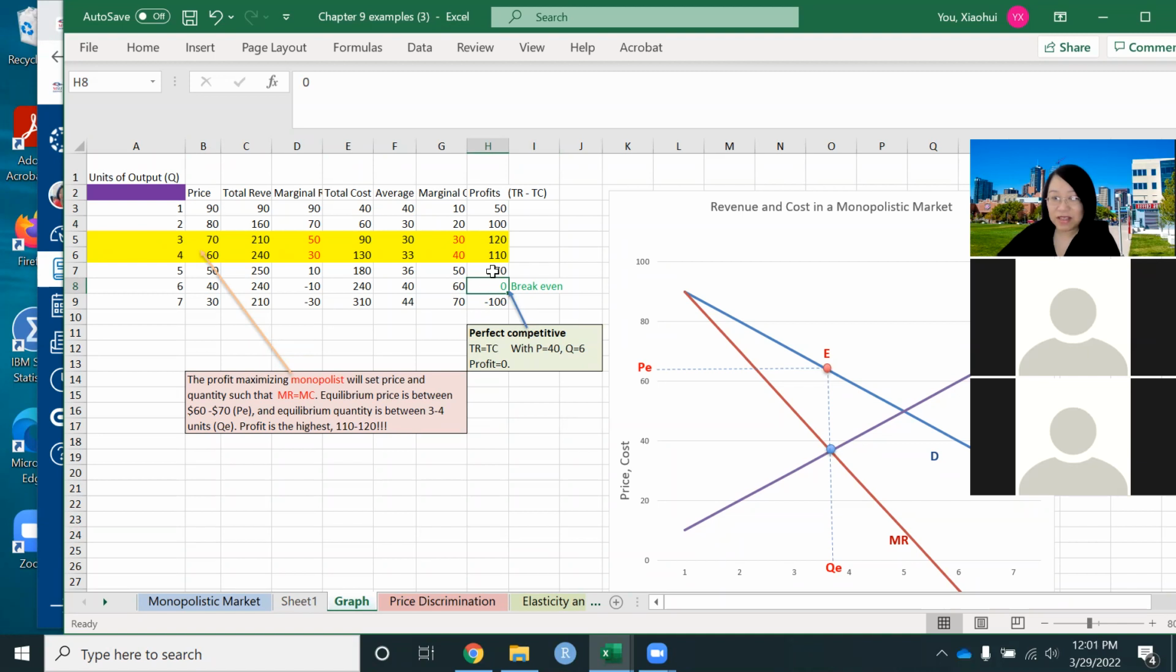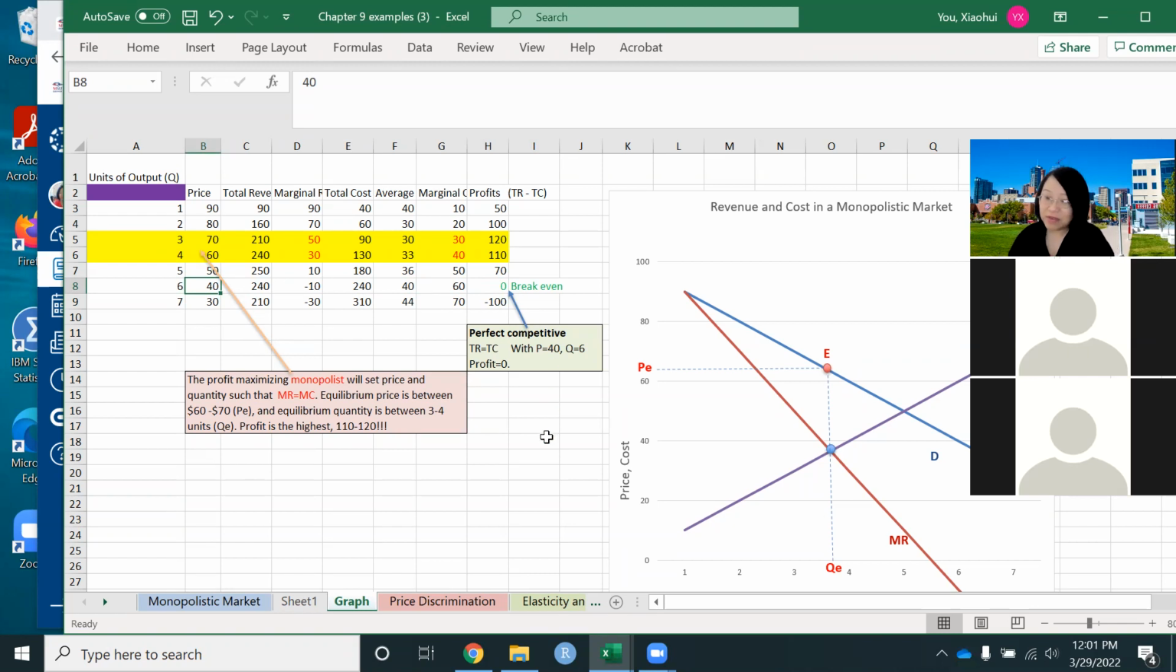So their profit is definitely less than monopolistic, right? And monopolistic is around 110 to 120 profit. But in the perfect competitive market, they earn 0 profit. And then we can compare the price and the quantity. So if we want to compare price, see, this is the price for a perfect competitive market.